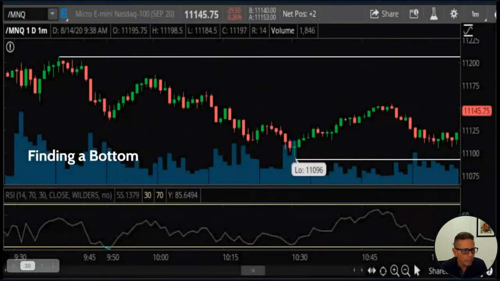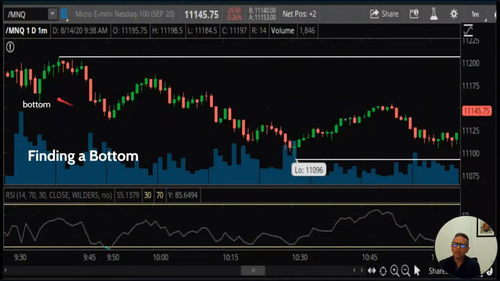All right, now this is probably the most important technical area that we're going to talk about here, and that's finding a bottom. As a futures trader, you need to figure out where the tops are and where the bottoms are. I mostly trade bullish patterns, so I'm constantly looking for the bottom. This is a 1 minute chart, and let's walk through it. So here we have a bottom. We got a bottom here, right?